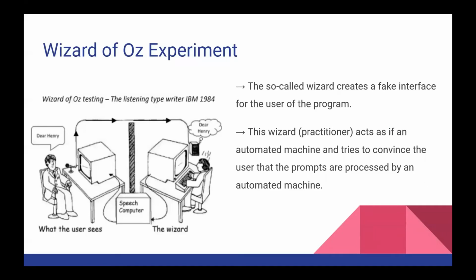Another experiment in this area is the Wizard of Oz experiment. Both of these naive experiments couldn't be sufficient to understand human-robot interaction. The Wizard of Oz experiment can be defined as the so-called wizard, or practitioner, tries to fake the interface program that the user controls, and this wizard acts as if an automated machine and tries to convince the user that the prompts are processed by an automated machine.